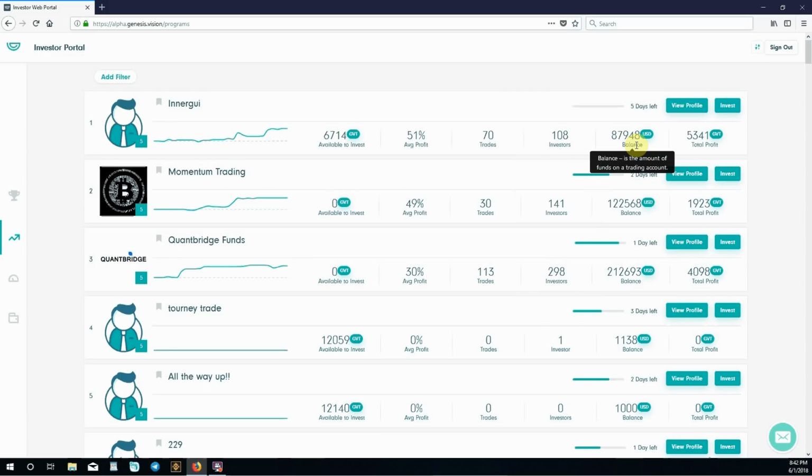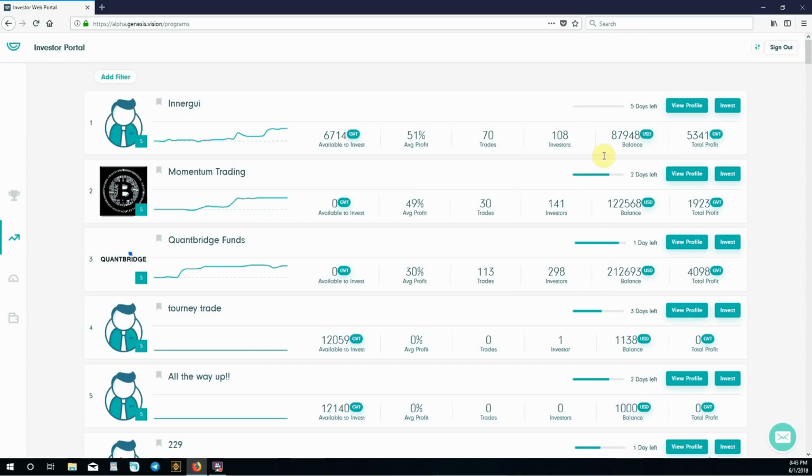Balance is the amount of funds in US dollars on a trading account. So $87,948 are within this trading account, so within this investor program. Total profit is the all-time total manager's profit. This particular manager has profited 5,341 Genesis Vision tokens. So take that, multiply it by the current rate of Genesis Vision tokens, and you'll get your profit in US dollars.